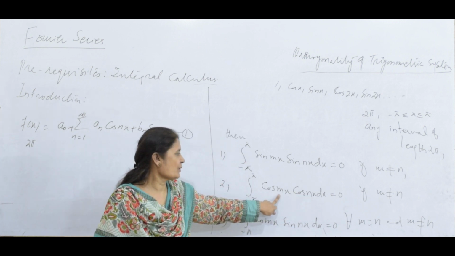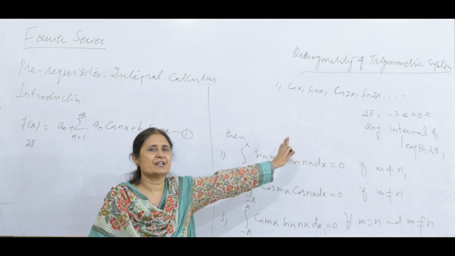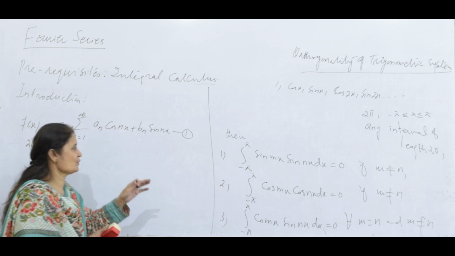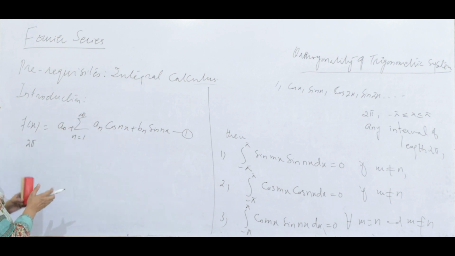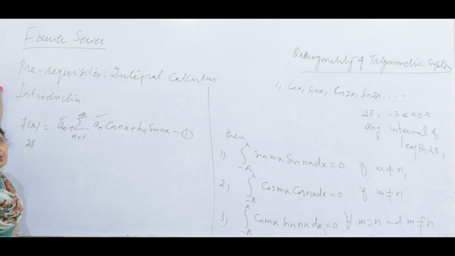If they are unequal, you are not going to solve the integral. You put 0 and give the reference of orthogonality of the trigonometric system. Now I determine a naught and a n. I leave b n for the students to determine themselves.